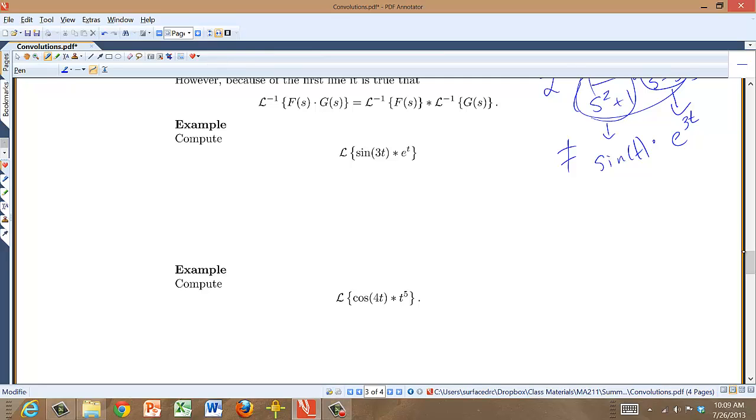Okay, so let's just do some examples. The Laplace transform of sine 3t convolved with e to the t is just the Laplace transform of sine 3t times the Laplace transform of e to the t. And that is 3 over s squared plus 9 times 1 over s minus 1. And that's it.